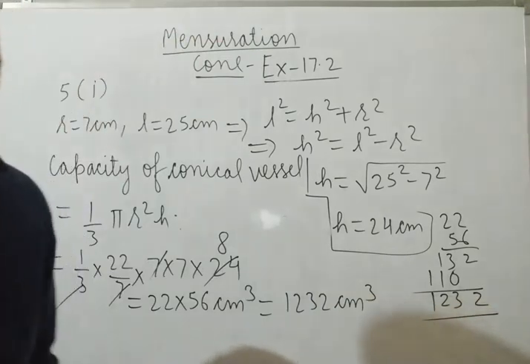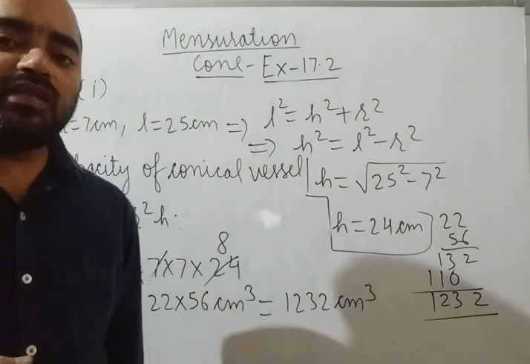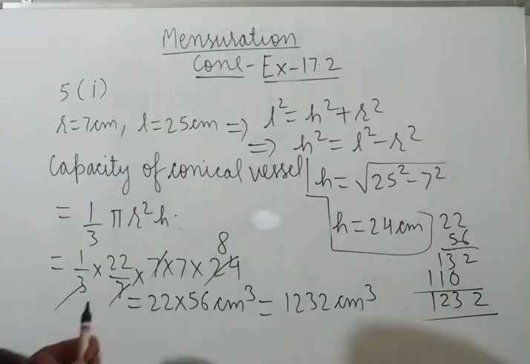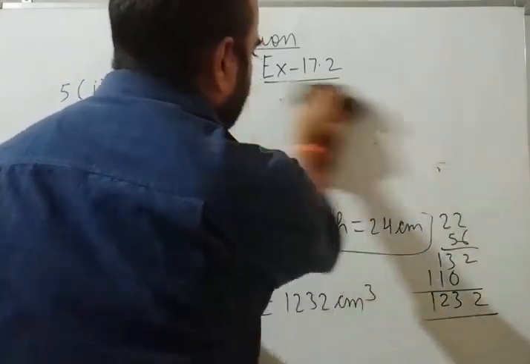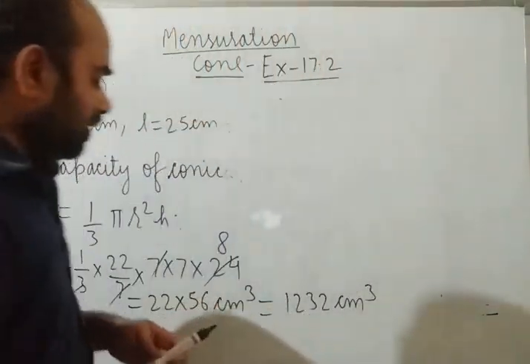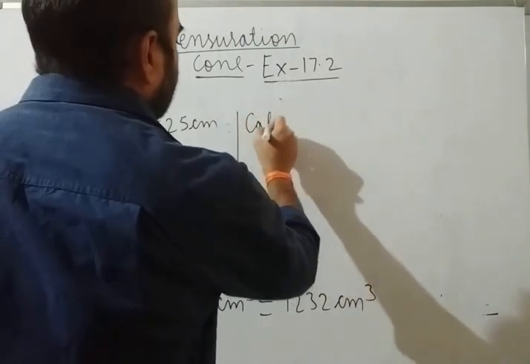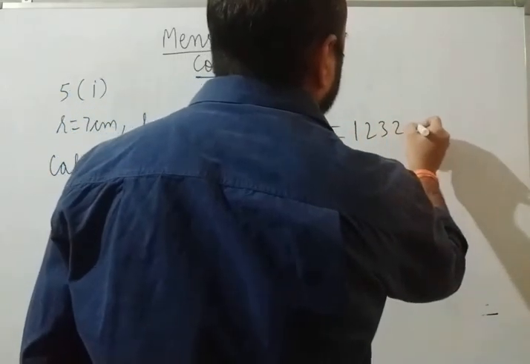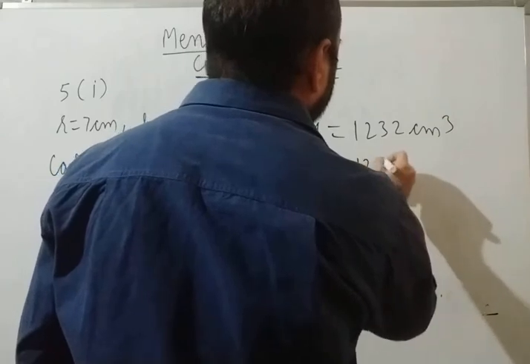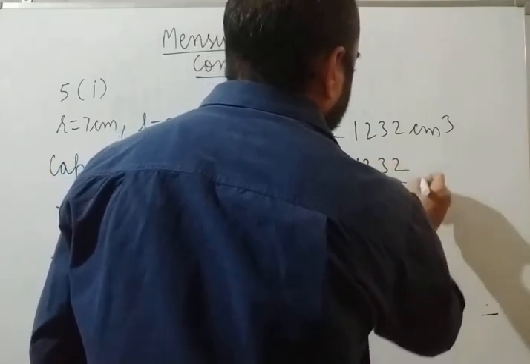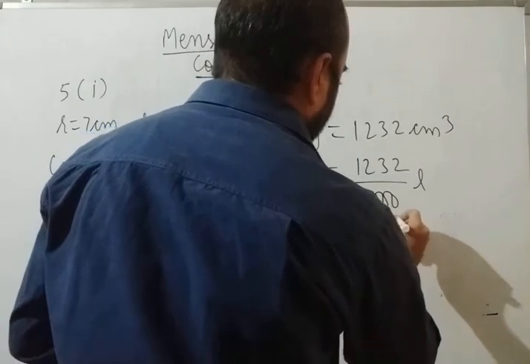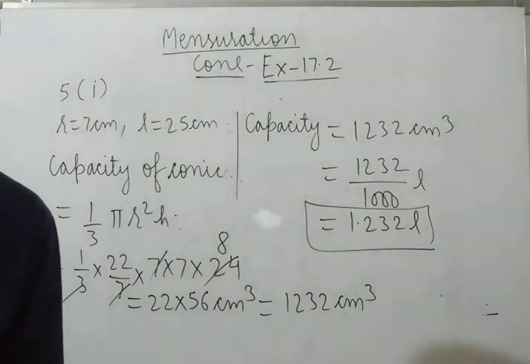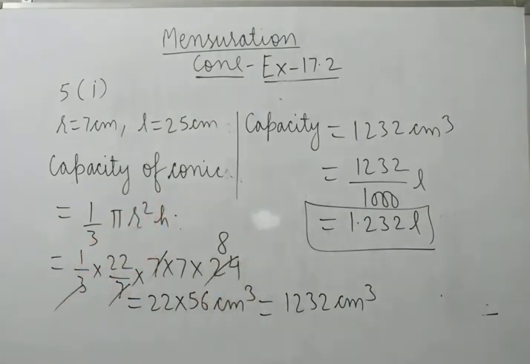But already it is specified, give the answer in liters. Find the capacity in liters. And how to convert centimeter cube into liter? Only we have to divide. We have calculated capacity, that is 1232 centimeter cube. For liter we have to divide by 1000. This is in liter, that is 1.232 liters. Capacity of conical vessel in liters. Correct? Now next.